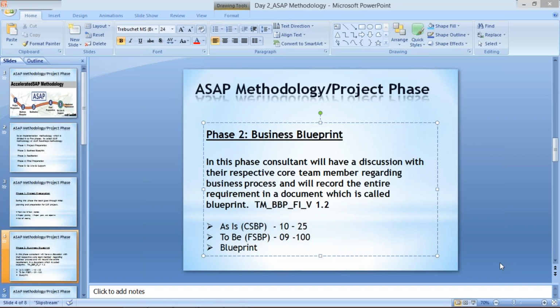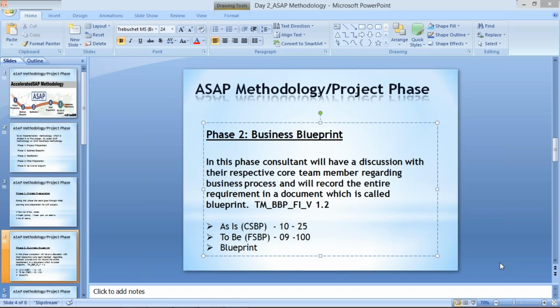Functional consultants means SD, MM, HR, FI meaning finance, and whatever other modules there are, PP, QM and others. For every module a blueprint will be prepared, and every consultant is going to do the same activity which I have just explained. We interact with our CTM, the core team member who is the representative of the finance team. In the same way, the SD consultant and MM consultant will also interact with their CTM, their core team member, and keep preparing their blueprints. Everybody will have separate discussions with their CTMs.